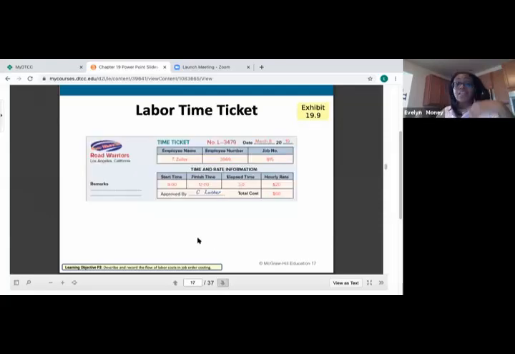So the next slide shows me an example of a time ticket. So notice, just like a materials requisition, the time ticket has a unique identifying number. And I get to see the employee's name, which specific job they were working on, and I see how long they worked on this one job. This is the information, that $60, that will flow to the job cost sheet.